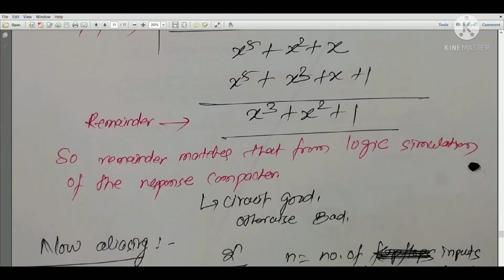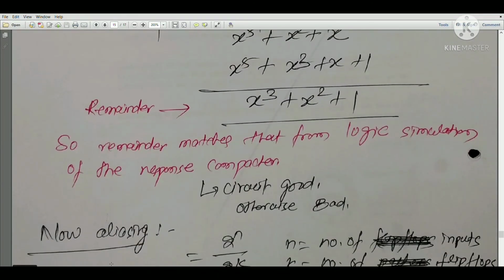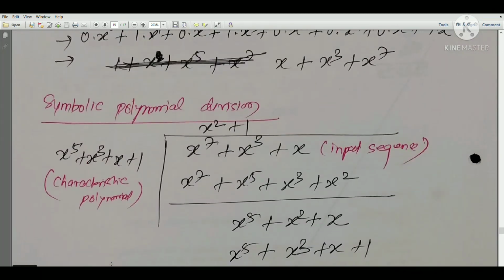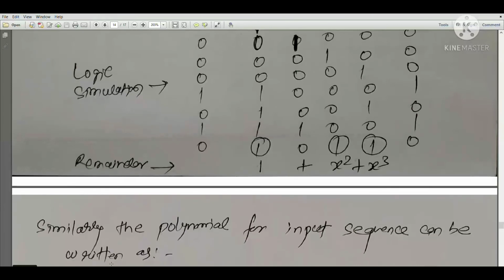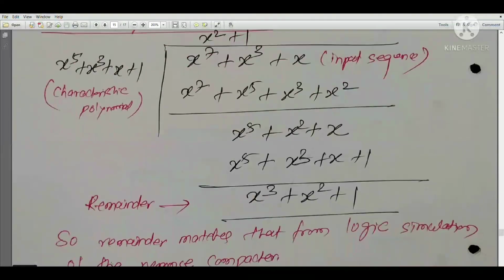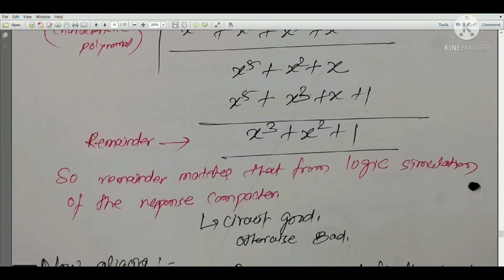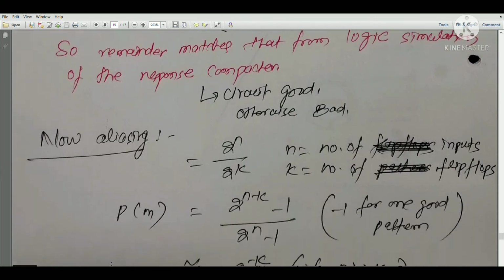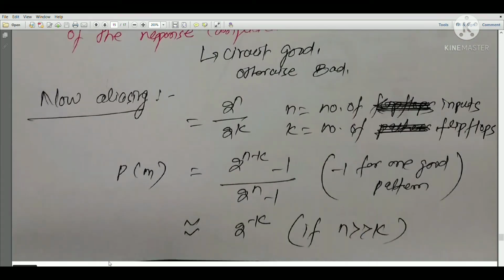So the remainder matches the logic simulation of the response compactor. When we are doing the symbolic polynomial division and the logic simulation, both remainder outputs are matching. So we can say that our compaction is good and the circuit is behaving well. Otherwise, we can say that the circuit is behaving badly. Now aliasing, we can say in this case, is 2 to the power n upon 2 to the power k. What is n? n is the number of inputs.